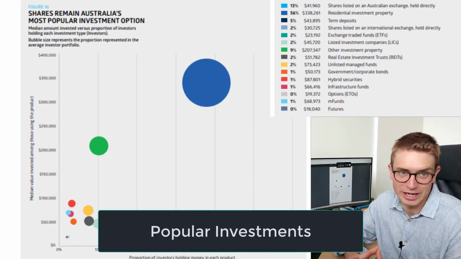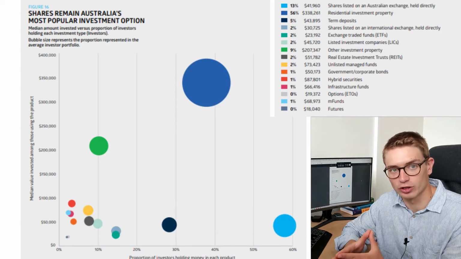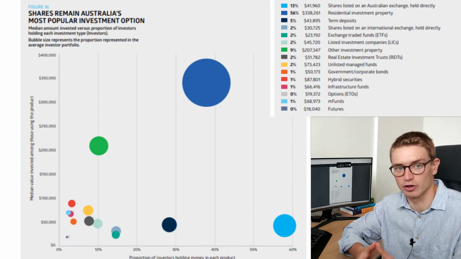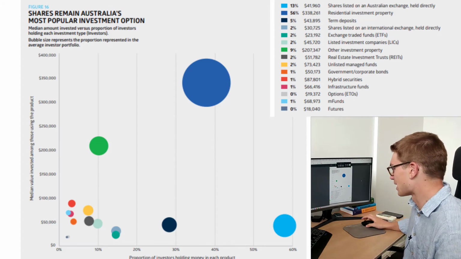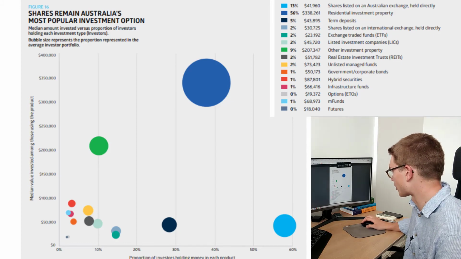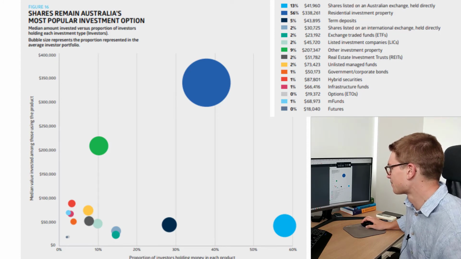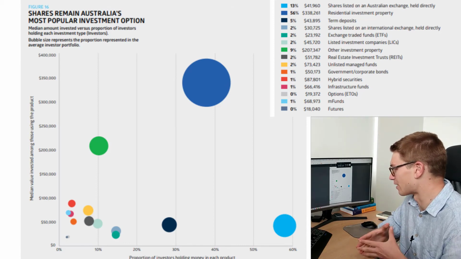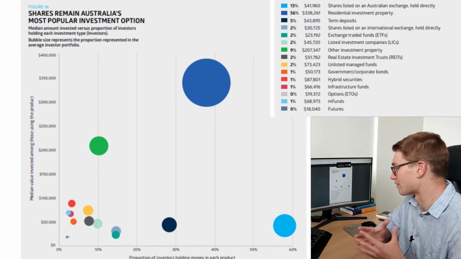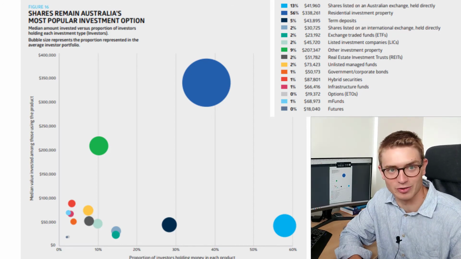So this figure is really interesting because it shows the popularity of investment products, but then it also shows the median value invested in these products. So we can see that the most popular investment here held by Australian investors is by far shares, nearly up to 60%. However, we can see that the median value is quite low in comparison to the largest Australian median value investment, which is the residential investment property market. And that's kind of consistent with what we see Australians growing up with here.